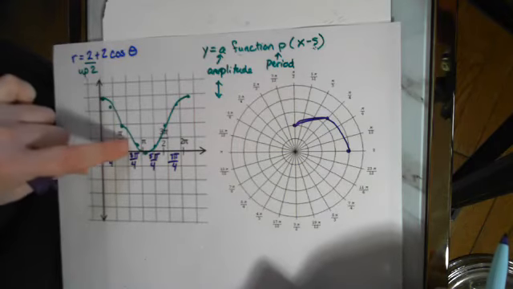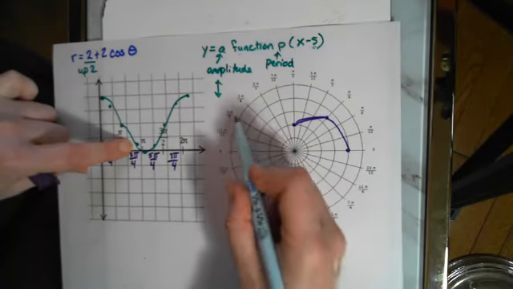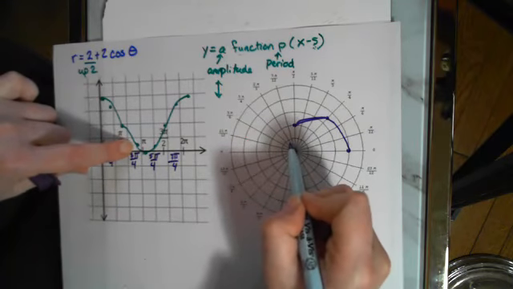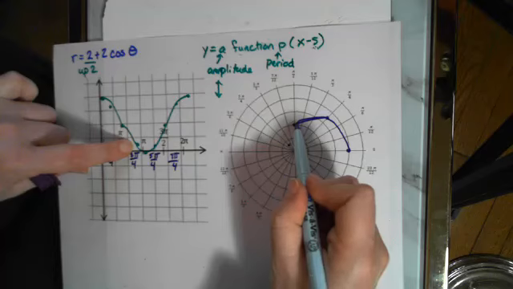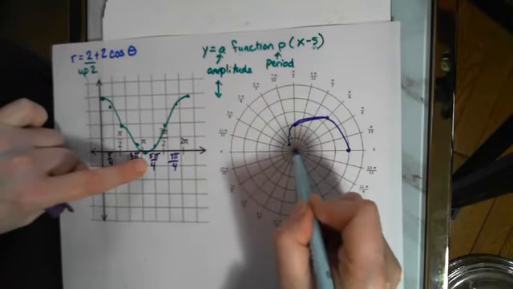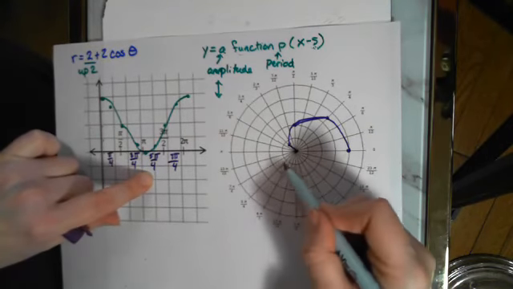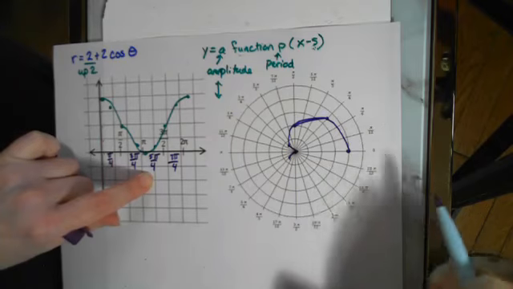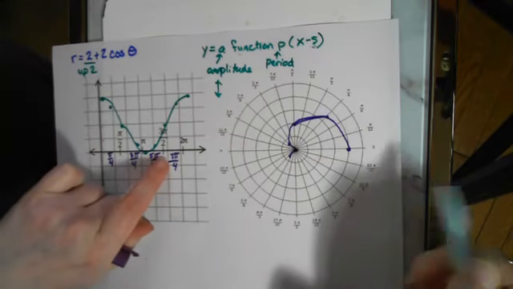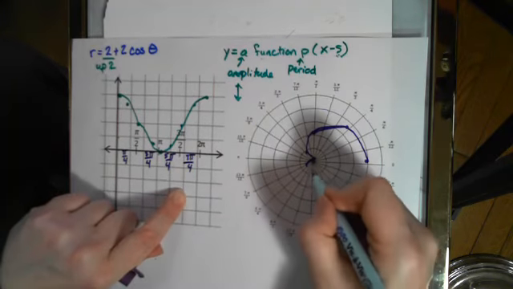Okay, at 3 pi over 4, it's a little more than 0. Sorry, a little more than 0. So 3 pi over 4, right about here. Okay, curving in. At pi, it's at 0. 5 pi over 4 is going to be a little more than 0 again, like that. 3 pi over 2 is going to be at 2. So 3 pi over 2 is at 2.